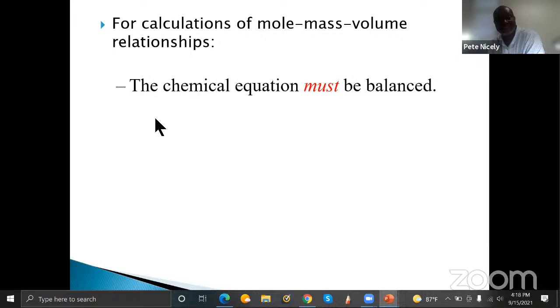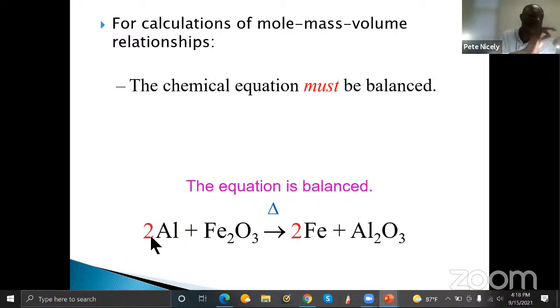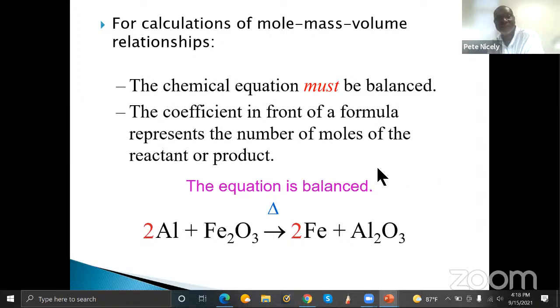we talked about balancing equations in the previous chapter, all right? So if you're given this, you have to ensure that this is balanced. And I think we did this already. To balance this equation, we have to put a coefficient of 2 here and a coefficient of 2 here in front of the iron, all right? And therefore, once we get that, then we can proceed to the rest of solving the problem.